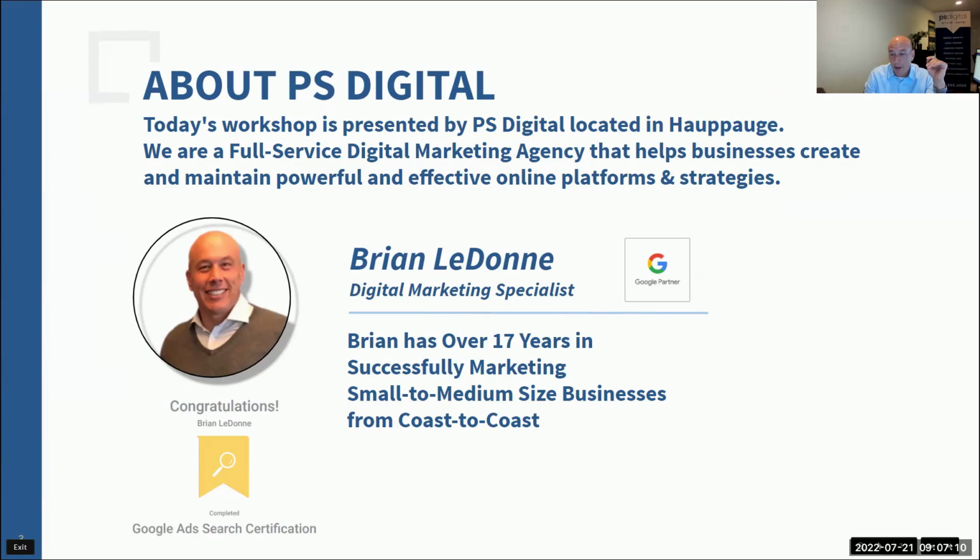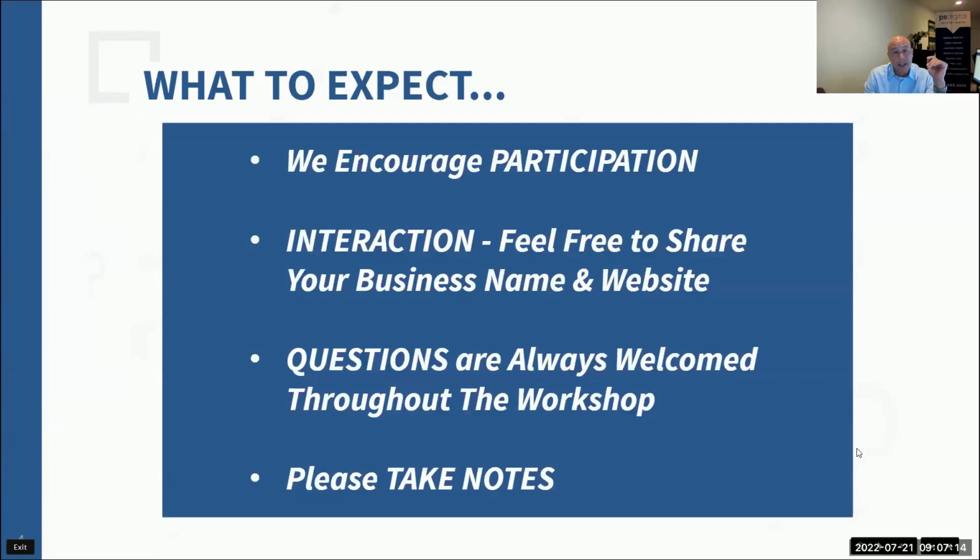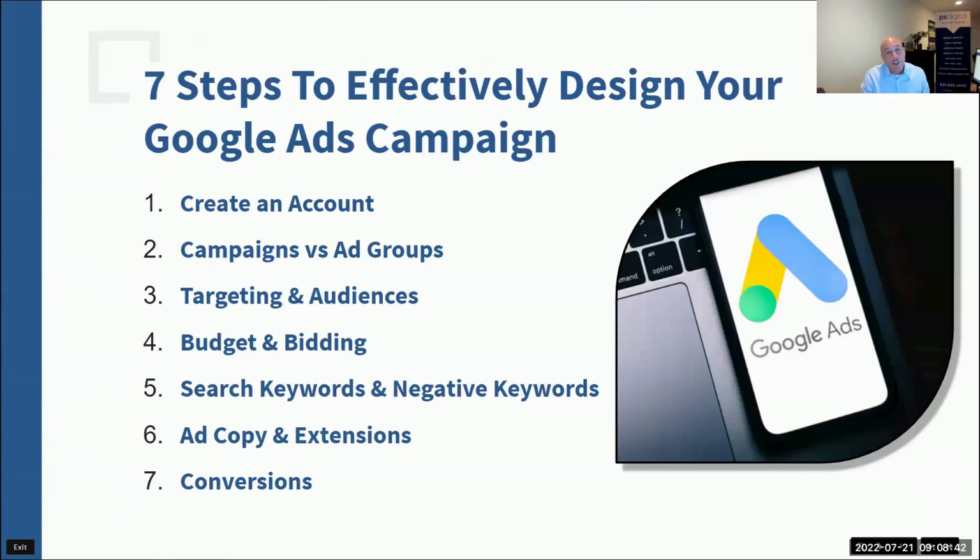But let's talk more about you guys and how you can help yourselves. There are 7 steps to build. There's actually way more than 7, but we'll break it down into 7 areas: creating an account, campaigns versus ad groups, targeting audiences, budgets and bidding, keywords, negative keywords, ad copy, extensions, conversions, and so on. There's a lot more than that, but those are the general topics we're going to be discussing today.